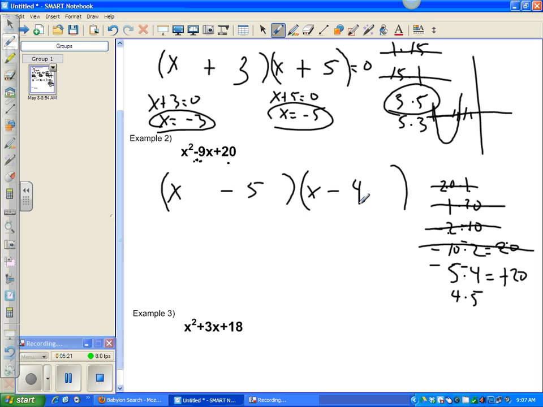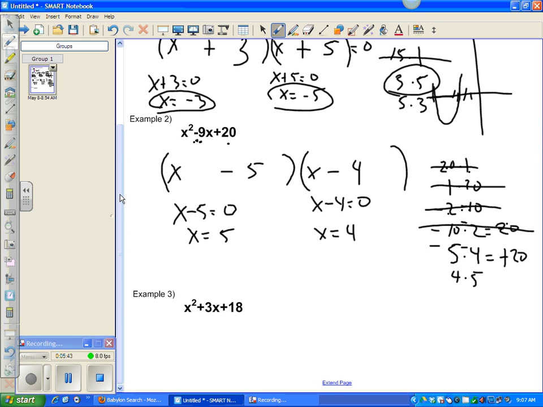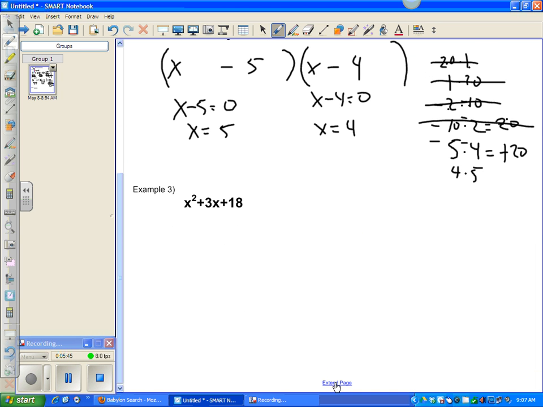You could always check yourself by going through FOIL and make sure that you got it right. In this case, x minus 5 is equal to 0, so x is equal to 5. X minus 4 is equal to 0, so x is equal to 4. So in this parabola, the roots are 5 and 4. That's where that parabola is crossing the x-axis.